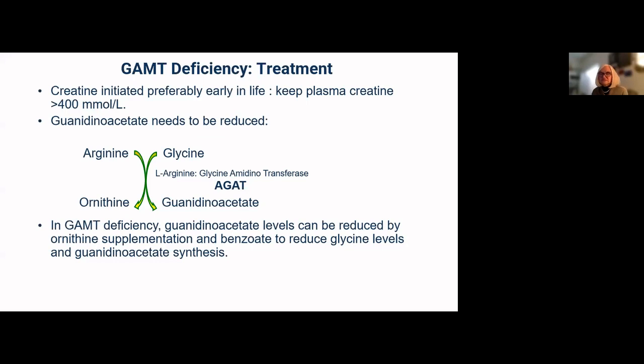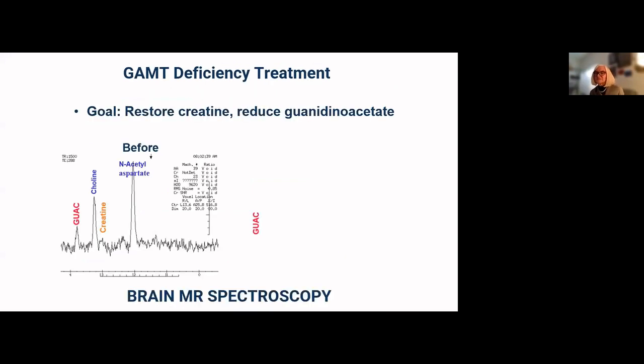So the reason for using ornithine and benzoate to reduce guanidinoacetate is because with ornithine we are shifting the equilibrium of this reaction backward, and also with benzoate, benzoate conjugates with glycine to form hippuric acid, which is excreted in the urine, reducing therefore the synthesis of guanidinoacetate. Next, the treatment is effective.